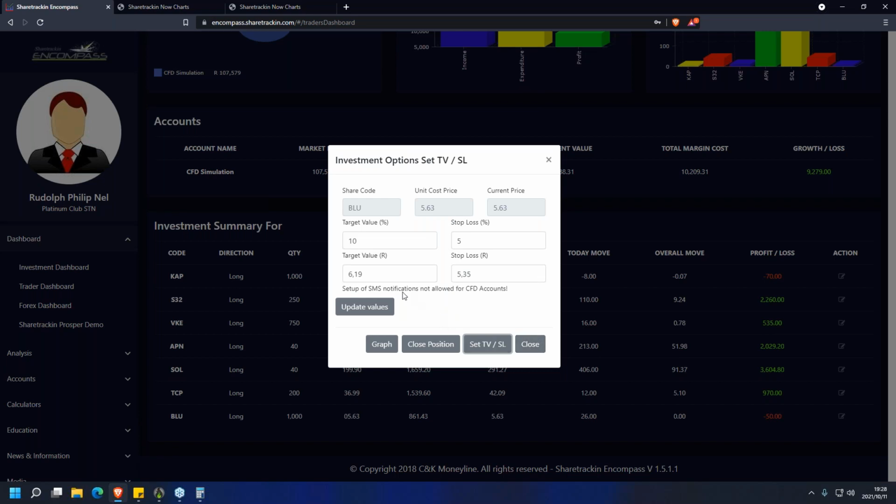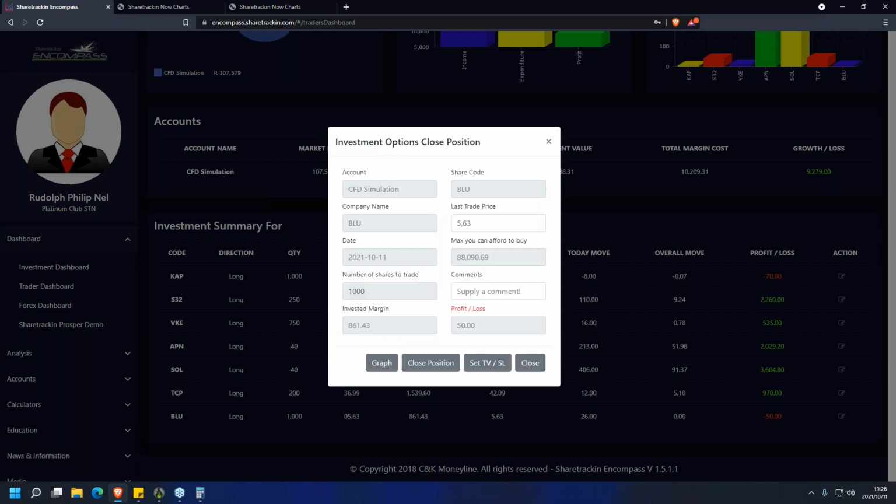Okay, if you want to sell out on a CFD, all you're going to do is click on close position, and it's going to give you your investment options, close position, and it will already have the number of shares to trade. It's not like with the investment one where you need to put in the amount of shares that you want to sell out. It's already there. Okay, you can just put in your comment. So I'm just going to put this in as test.